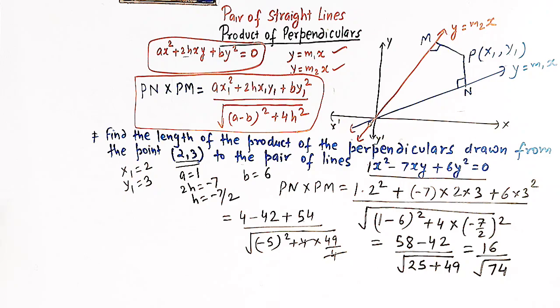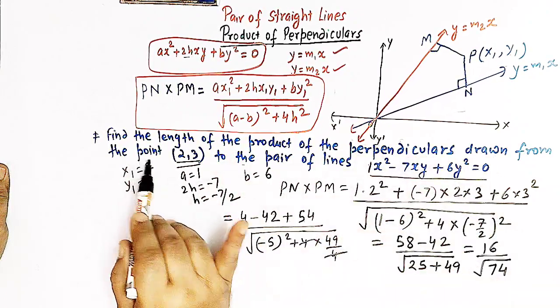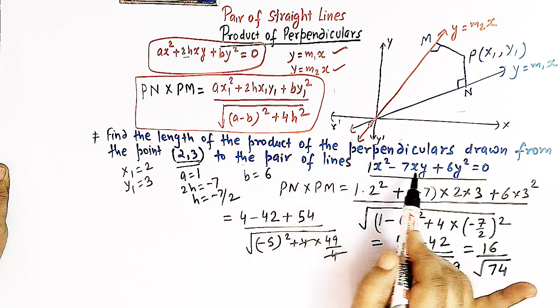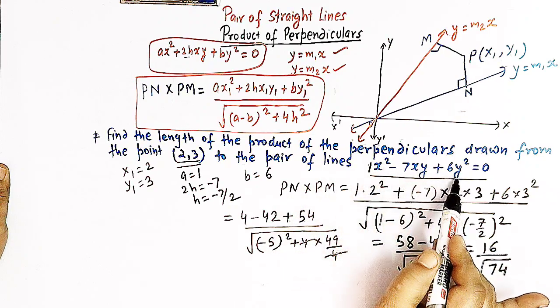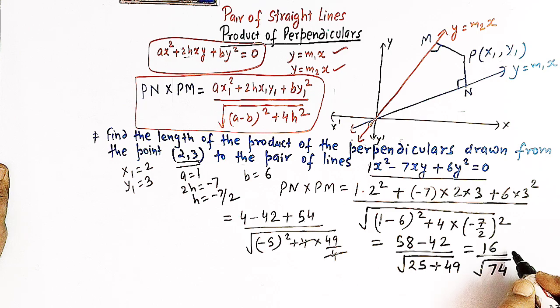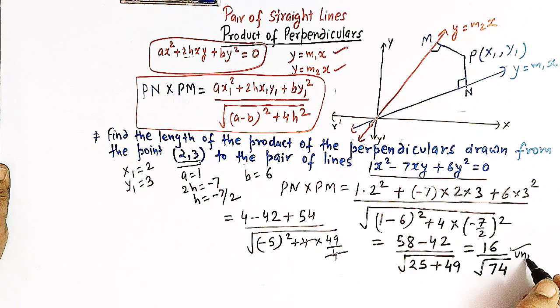So viewers, the product of the perpendiculars drawn from the point (2, 3) to the pair of lines x square minus 7xy plus 6y square is equal to 0 is given by 16 over square root of 74 units.